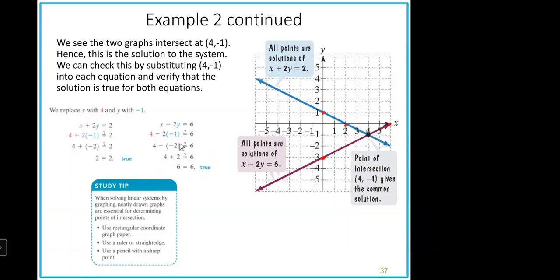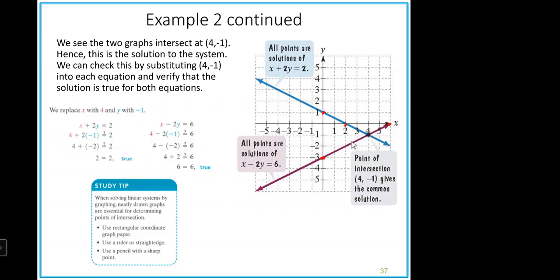And then for this other one here, x minus 2y equals 6. You're going to put 4 in place of x and -1 in place of y. So that's 4 minus 2 times -1. 4 minus -2 is 4 plus 2, which gives you 6. So it worked for both. Okay, so using the graph is one way to solve for the solution that would work for both equations.